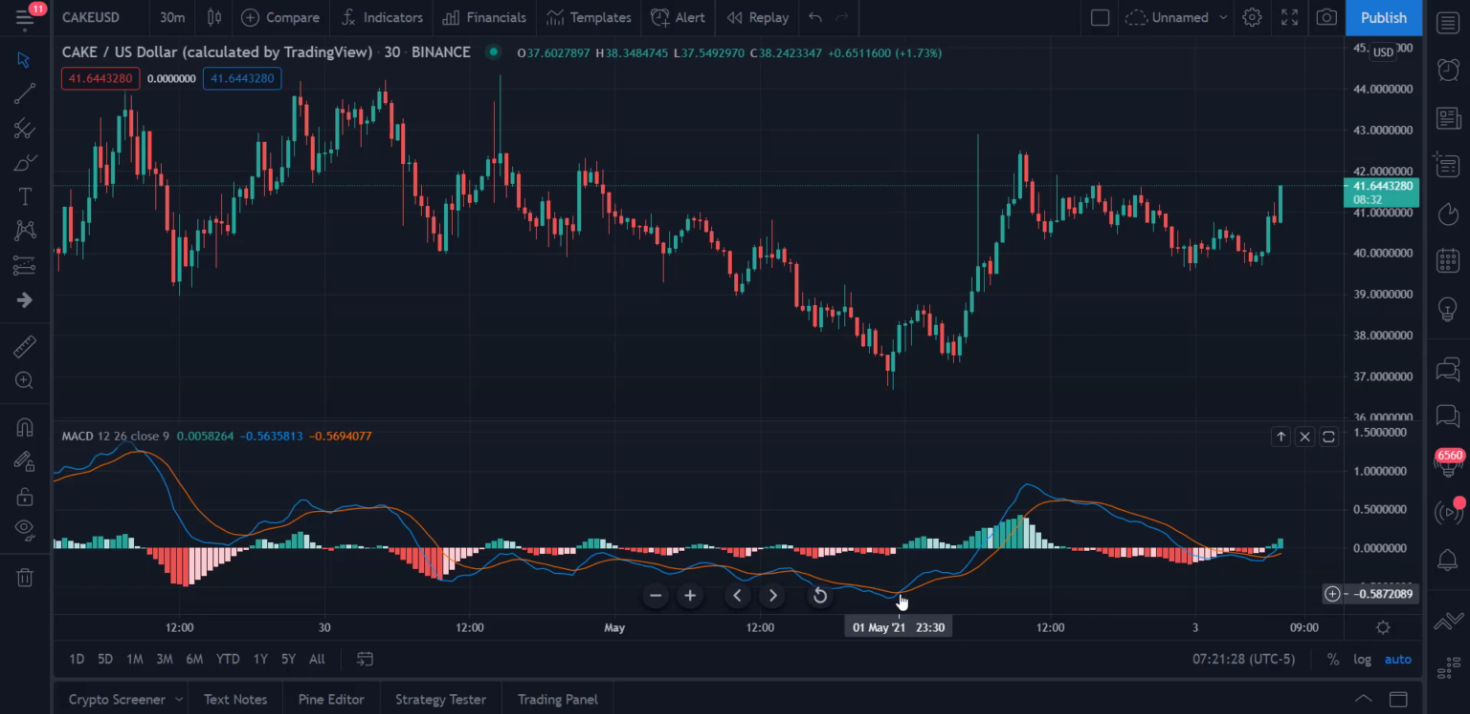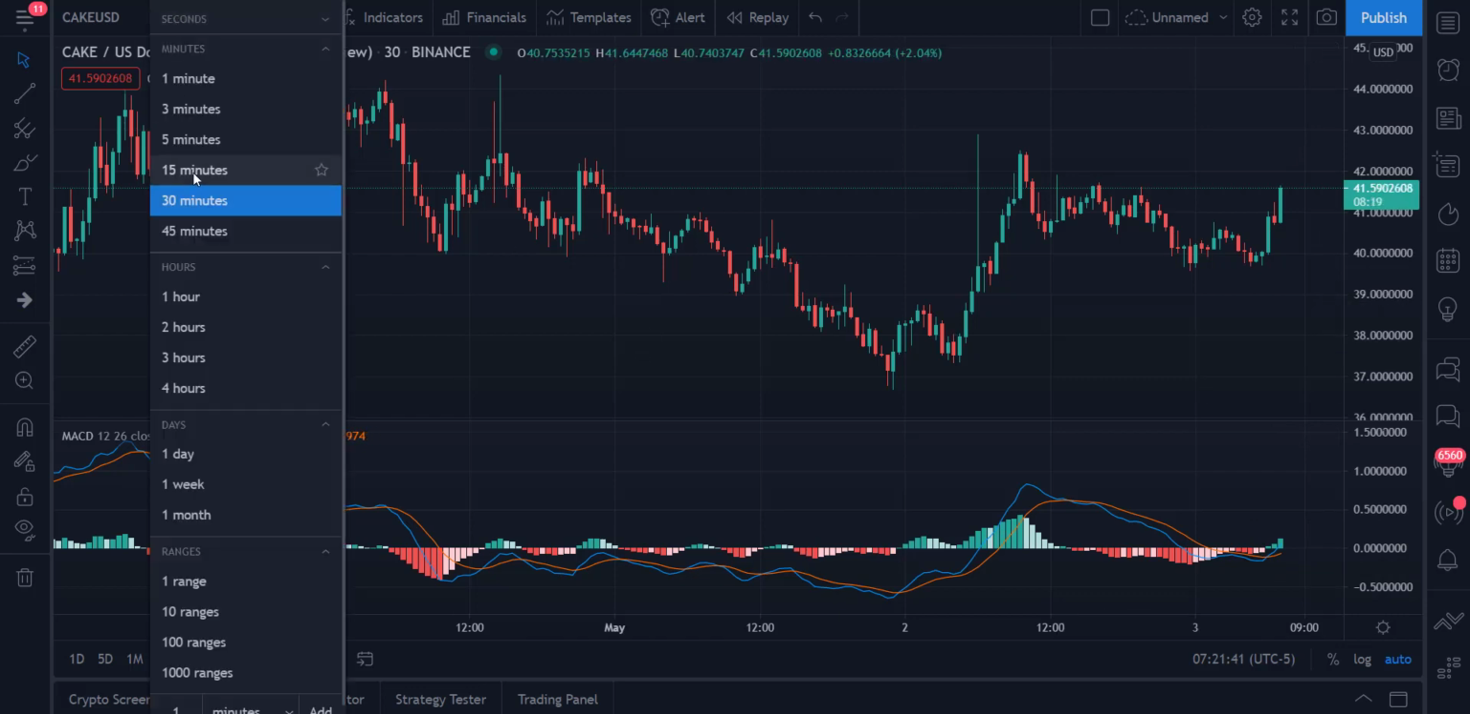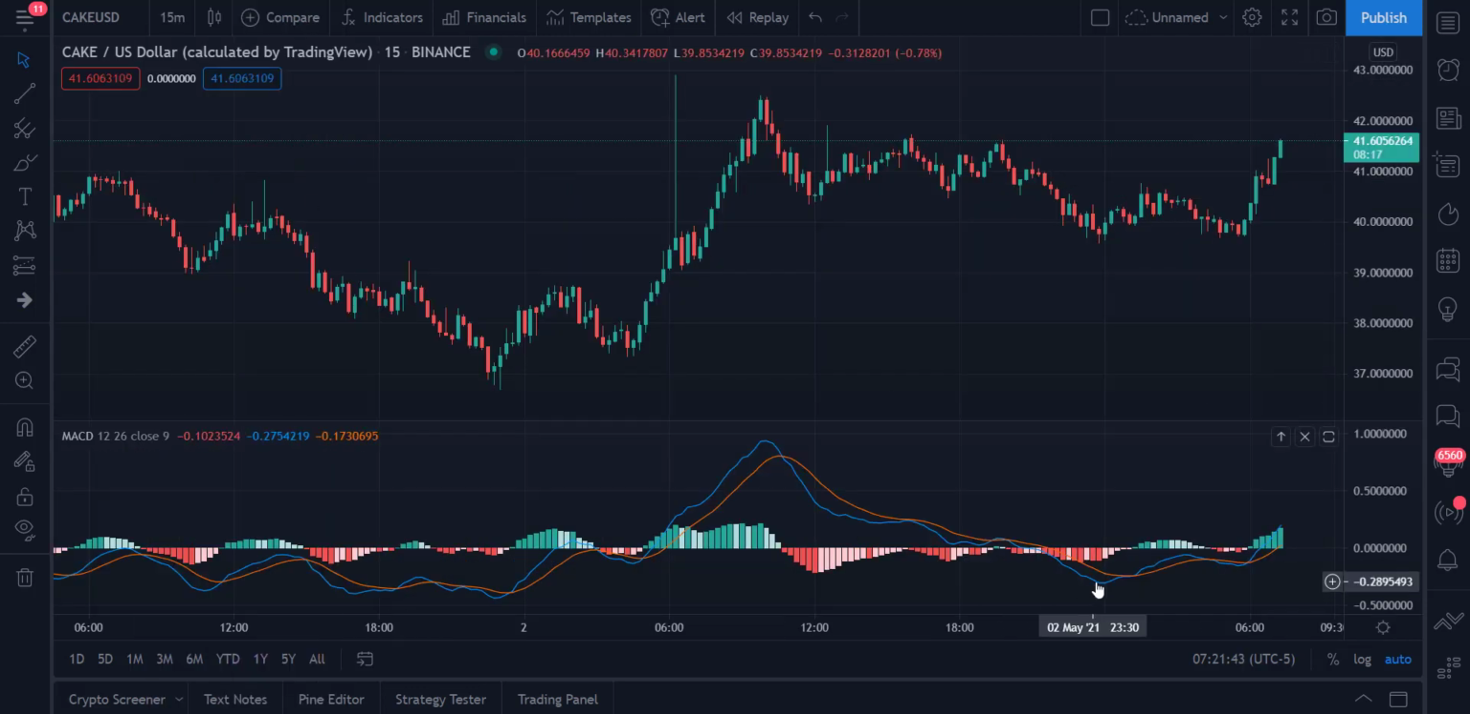Sure, I like buy signals that happen deeper negative, but sometimes these crossovers that happen near the zero line are just as valid for making a trading decision. And I'm sure the 15-minute will show us something similar. So the 15-minute had a crossover much earlier this morning, kind of in the overnight period. And right now both the signal and the MACD line have gone positive. So this 15-minute definitely is a buy signal.